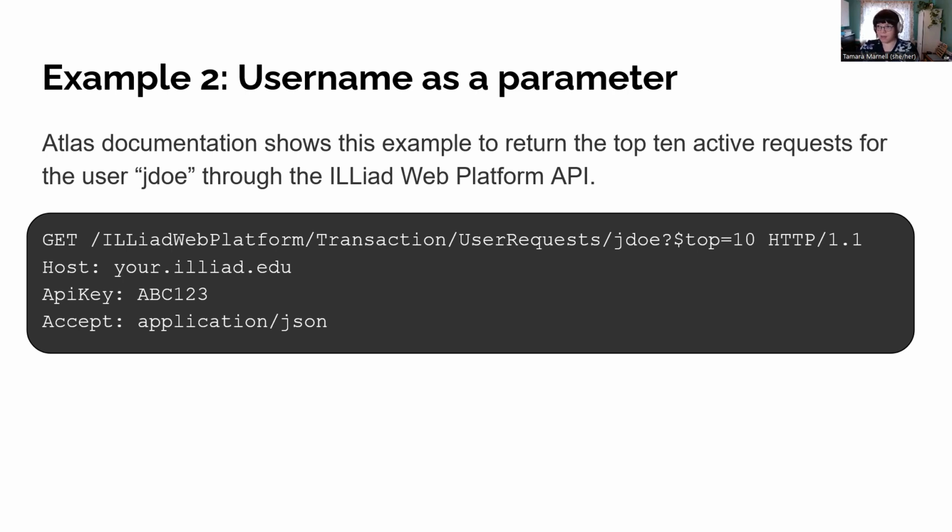Here's another example of sending usernames as parameters. I encountered this one in real life through the Iliad web platform API. So here's the Atlas documentation for how you call the Iliad platform API. This is the path, and then you just put in the username. So if it was JDoe, you put the username in there, and then it will return, I think, the top 10 transactions on this user JDoe's account.